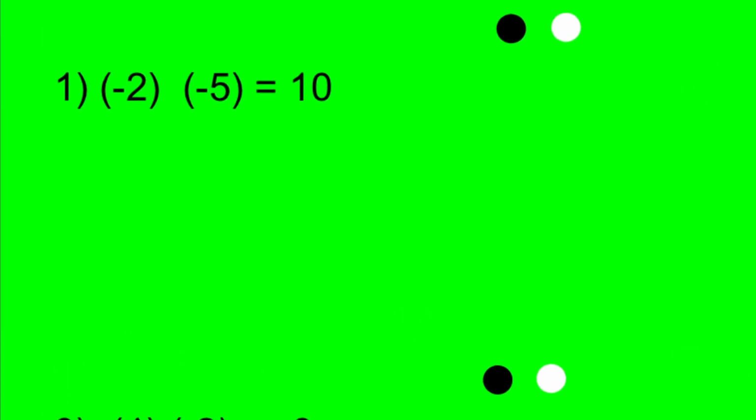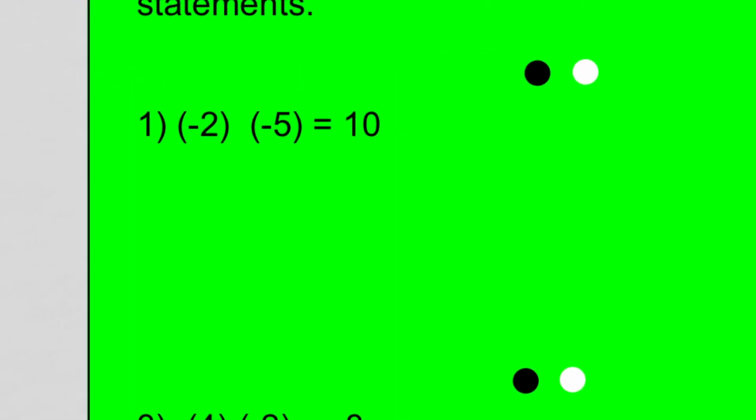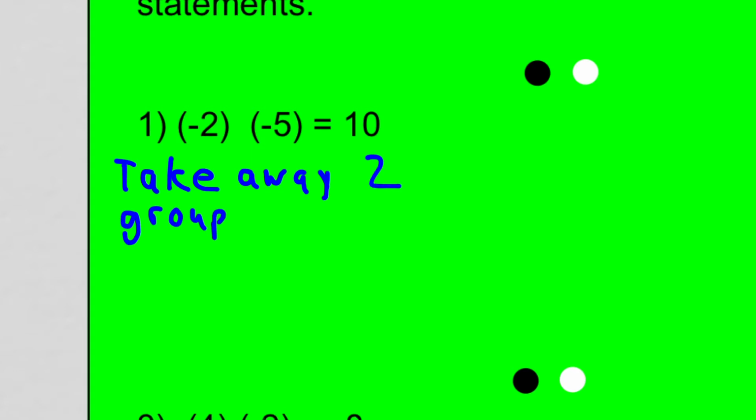So this first question here, -2 times -5 equals positive 10. First thing you want to do is tell me what it means. And since there's a minus sign on the -2, it means take away two groups of -5.